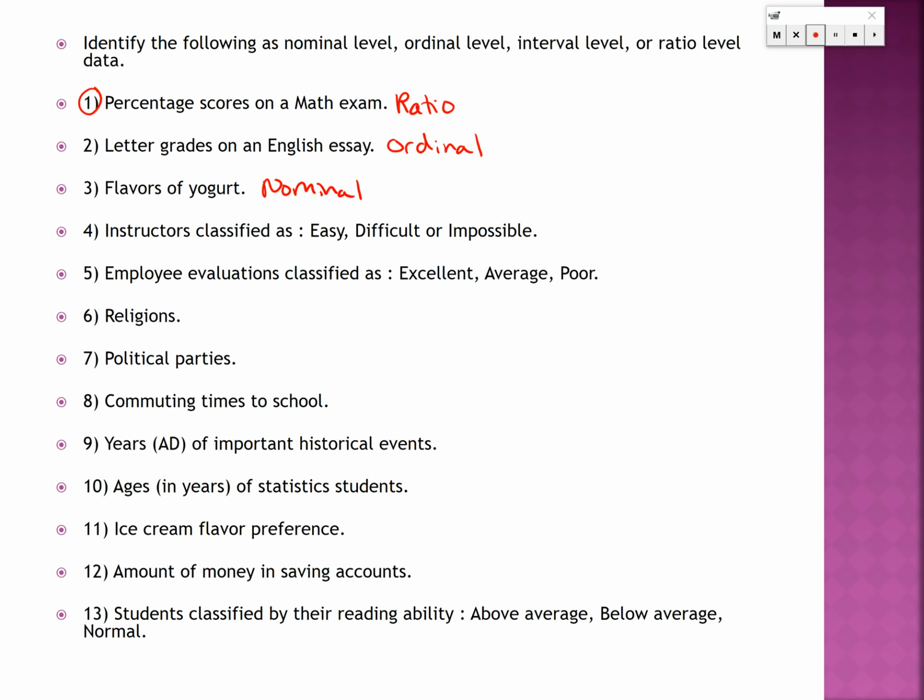Instructors classifying easy, difficult, or impossible. Now you're putting classes in a certain order or a certain rank. So it would just be ordinal. Employee evaluations classified as excellent, average, or poor. Again, we're putting them in some type of order. We are ranking them.